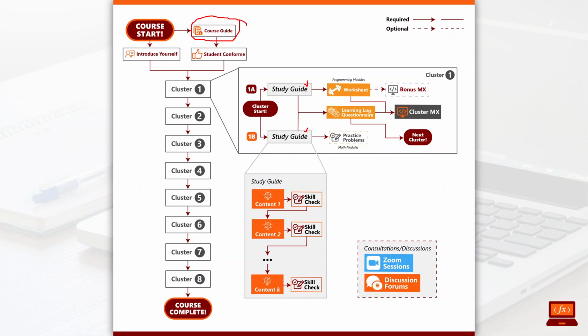mabubuksan yung bonus MX. Okay? So, bonus lang naman yan. I-discuss din natin kung ano yung mga bonus MX. Okay? Next, punta naman tayo sa math part. Kung yung programming part may worksheets, yung math part naman may practice problems kasi ng math part yan.